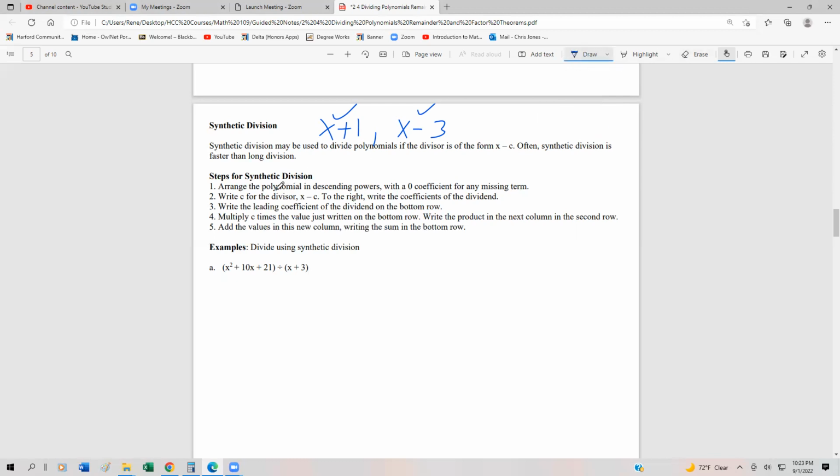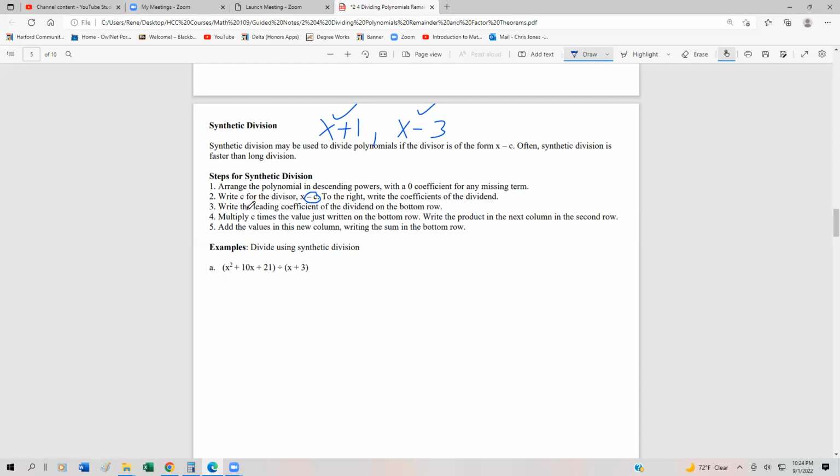So, just like the first type of long division, we're going to arrange the polynomial in descending order, and we're going to fill in a 0 as the coefficient for any missing term. Then we're going to write the c for x minus c. Essentially, if it's positive, then you make c negative, and if c is negative, it just stays positive. And we're going to write the coefficients of the dividend. So we're not going to write the actual x squared or x or anything like that. We're just going to write the coefficients.